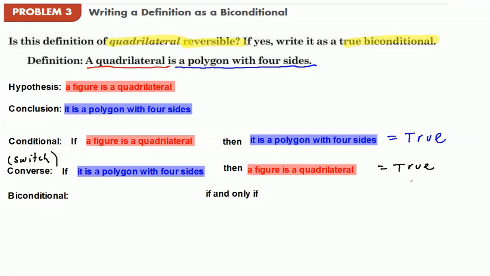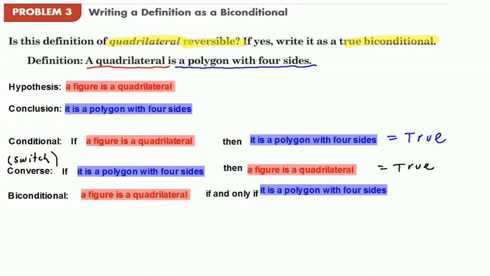Now we're going to write this as a biconditional because both the conditional and converse are true. So we're going to go ahead and write our biconditional by putting the hypothesis first. A figure is a quadrilateral if and only if it is a polygon with 4 sides. So that's how you write a definition as a biconditional.